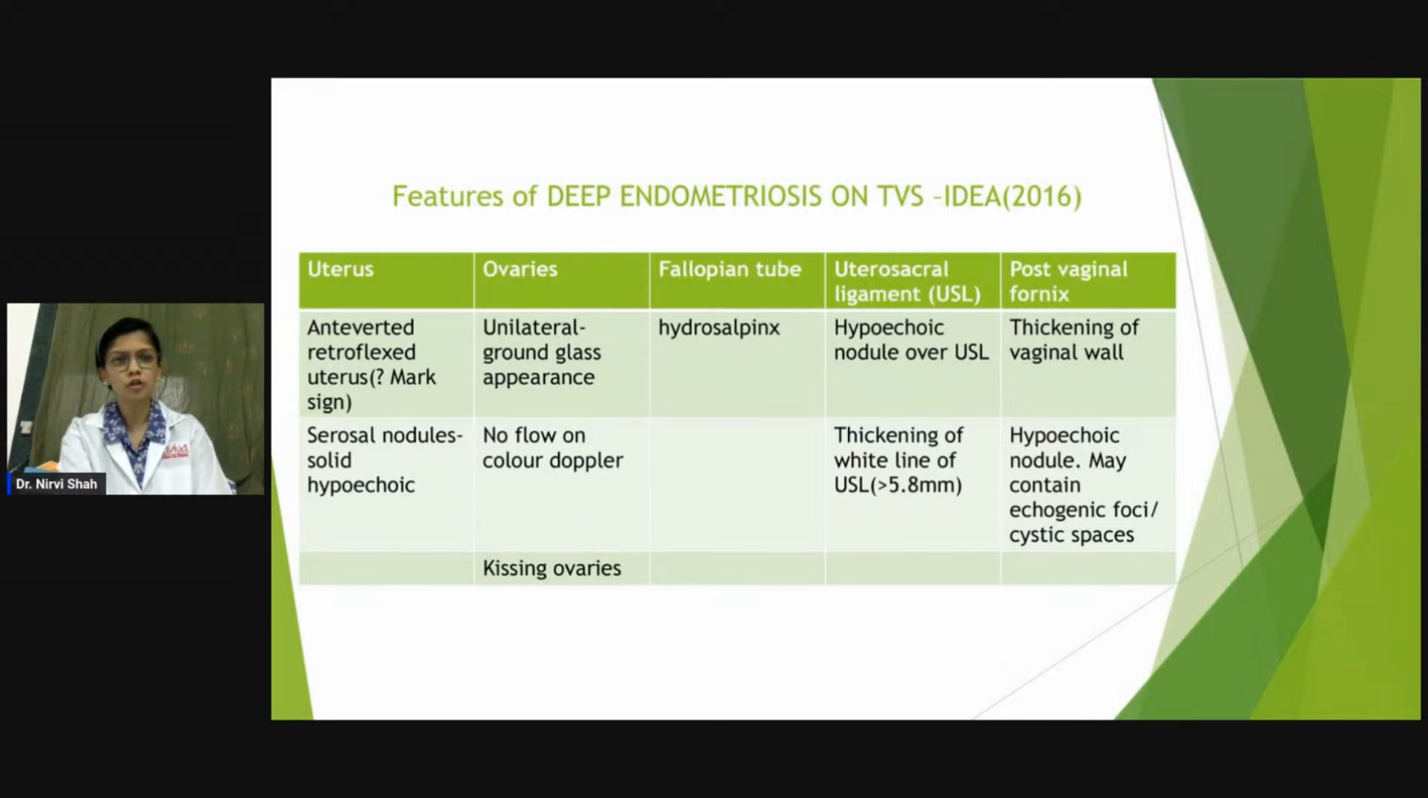Also, serosal nodules can be seen. Usually the endometriotic nodules are solid and hypoechoic. The typical ovarian endometrioma has a ground glass appearance because of the collected blood clots, and it typically has no flow on color Doppler. Whereas in a differential diagnosis, a hemorrhagic cyst will have blood flow, whereas the ground glass appearance of the endometrioma doesn't have blood flow.